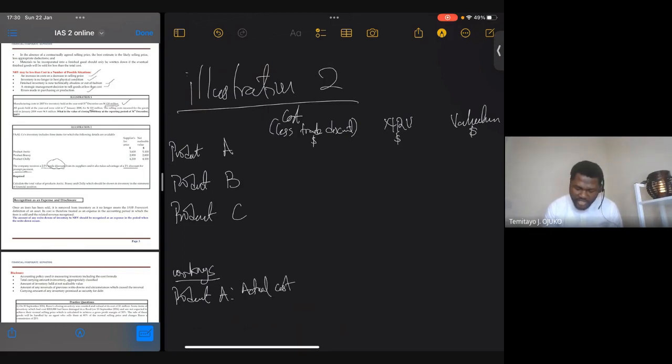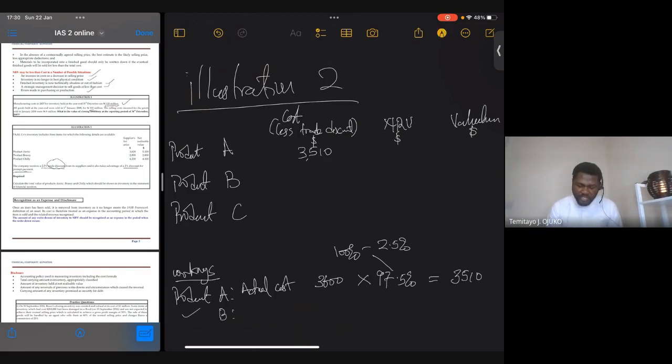Actual cost, they said, is 3,600, right? Then there's a discount of 2.5%. It means that my actual cost is going to be 3,600 times 97.5%. How did I get 97.5%? 100% minus 2.5%. It's as simple as that. Now, 3,600 times 97.5 will give me 3510. And I can come here and put 3510. As simple as ABC.